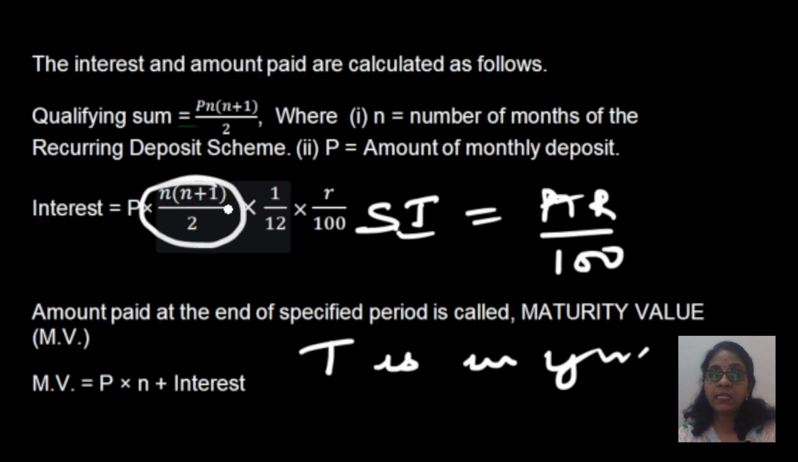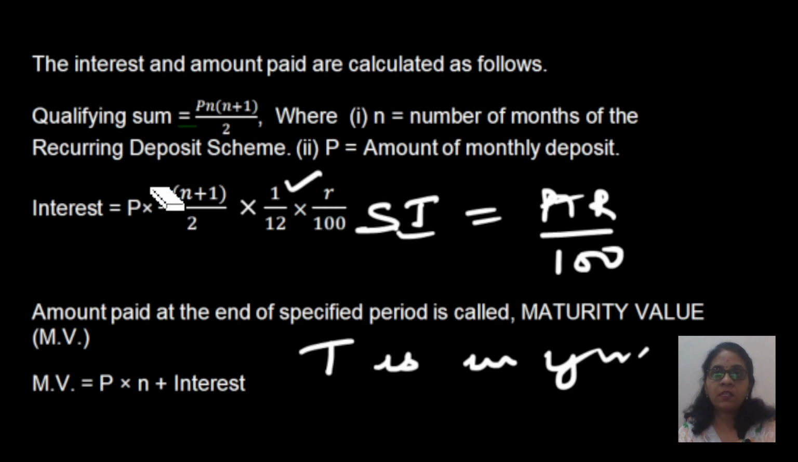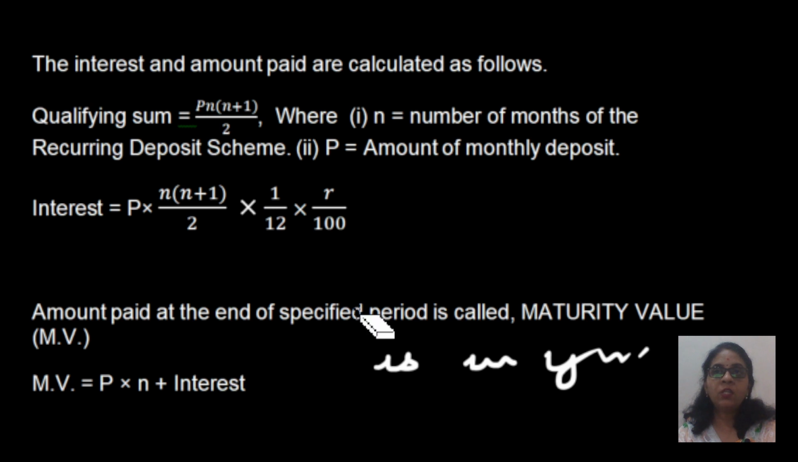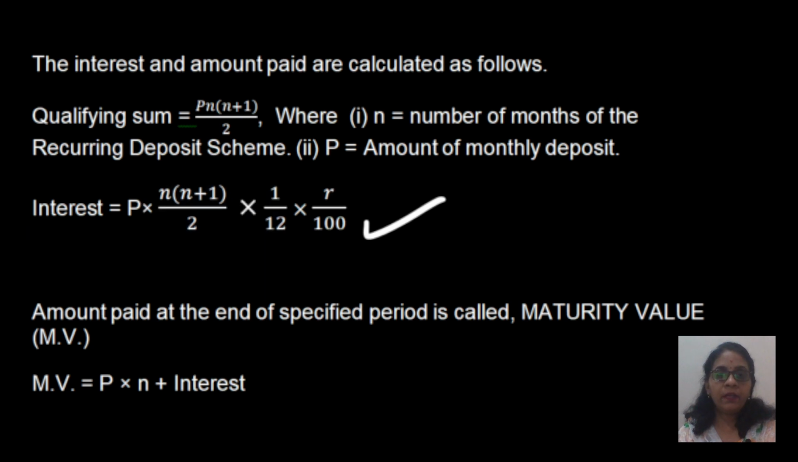So, sum of n terms just now we learned is n into n plus 1 by 2. Since n denotes the number of months, to change it to years we write it as 1 by 12 and r by 100. So, the formula for the interest computation in RD is P into n into n plus 1 by 2 into 1 by 12 into r by 100. I hope this is clear. So, the formula for interest is this.